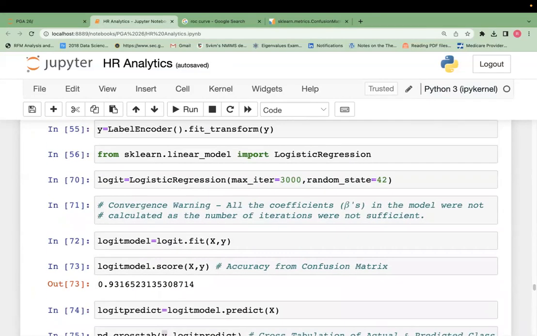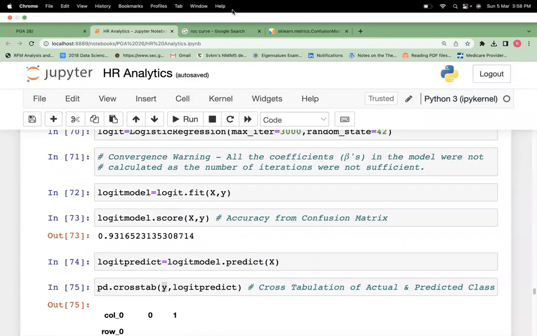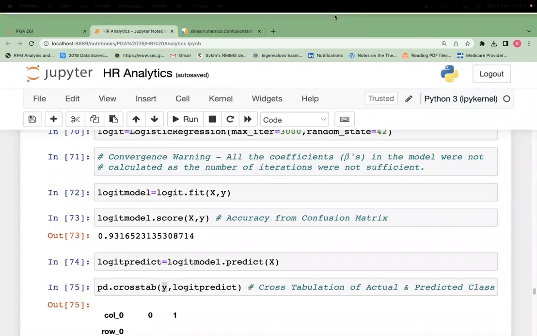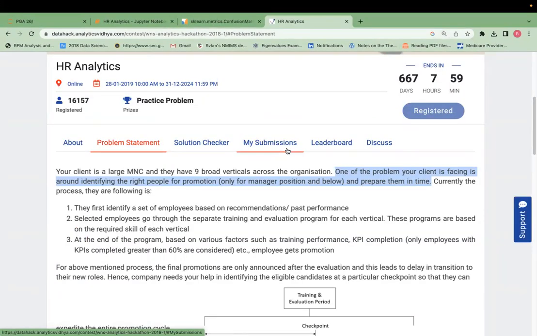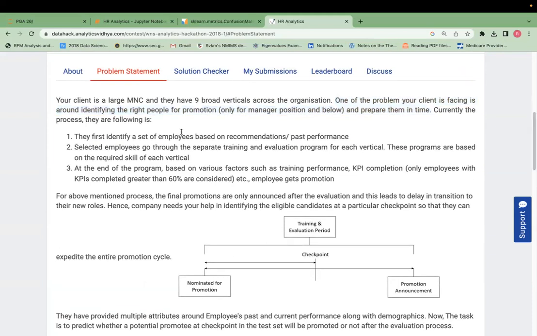So we are trying to build a model to understand which type of employees are getting promoted. What is our business problem? You can read it. What is the problem the client is facing? He wants to identify the right people for promotion. Currently, they follow a process where they first identify the employees, then they put them in training, then they use the KPIs and all these things. See here, training and evaluation period, then nominated for promotion, and then promotion announcement. This is the process they are following.